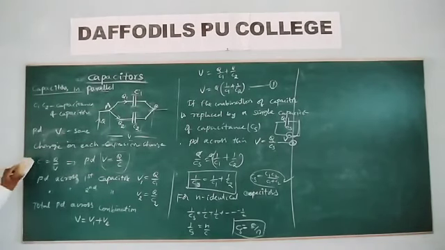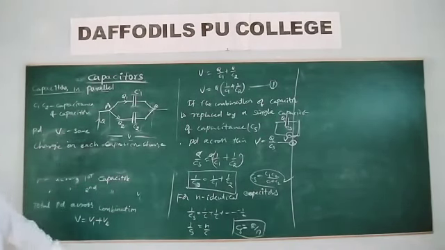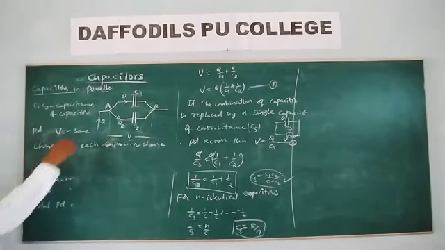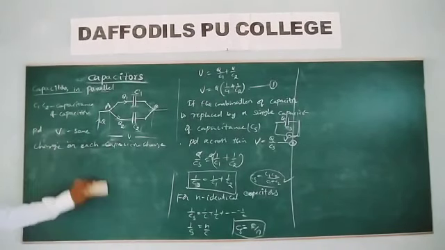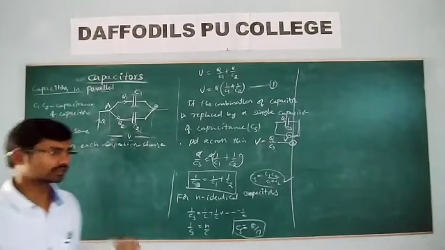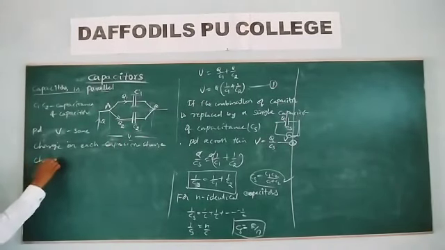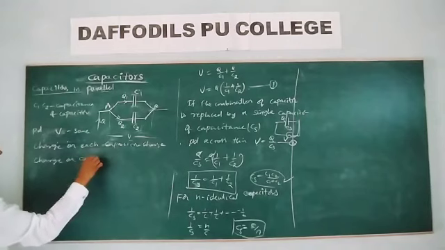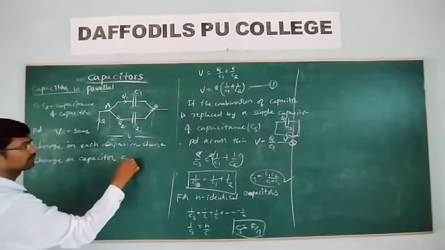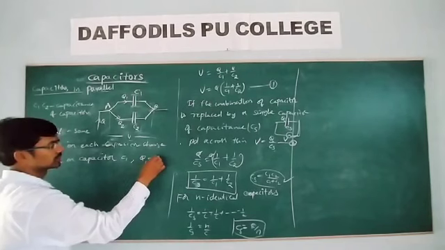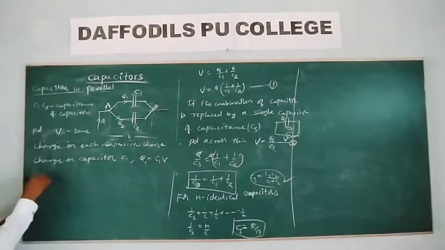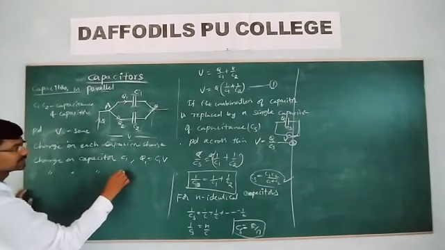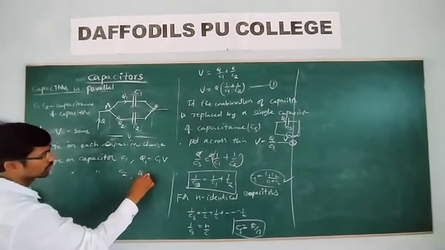So you can write here, the charge on each capacitor will be different, but what is the total charge? Q is equal to Q1 plus Q2. But let us find the charge on each capacitor. Charge on capacitor C1, Q1 is equal to C1 into V. The potential difference remains the same. Similarly, charge on capacitor C2, Q2 is equal to C2 V.